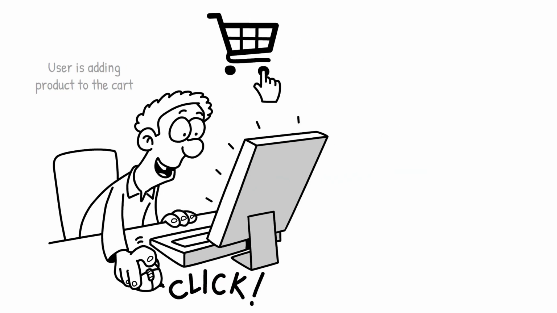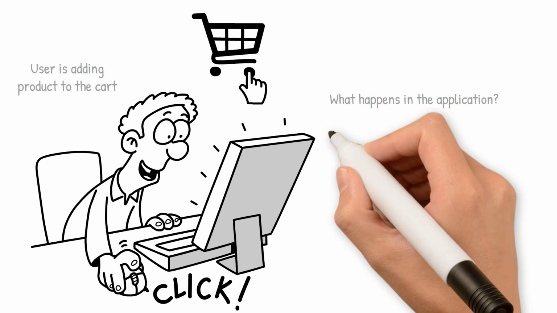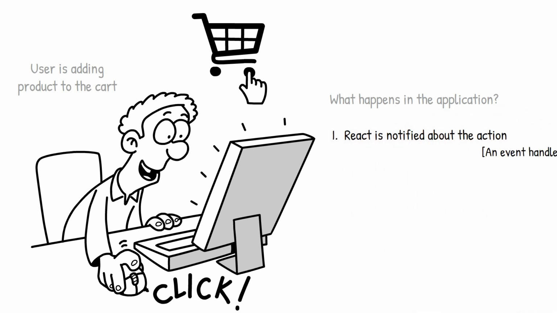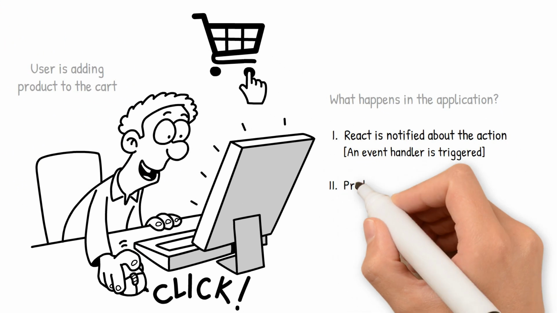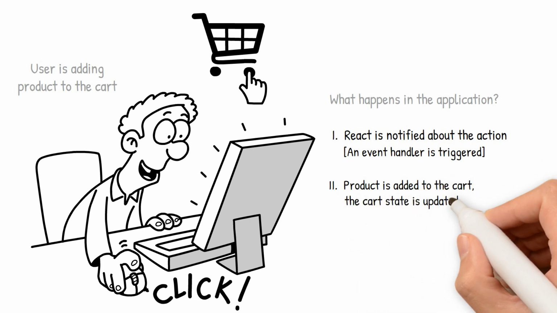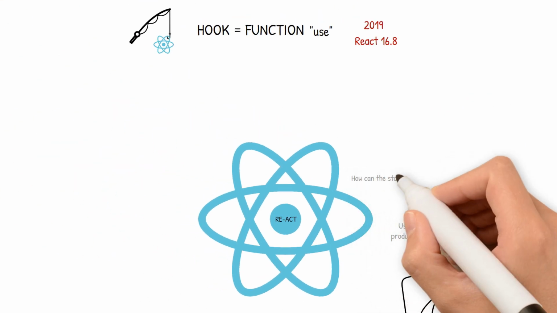Let's consider a web application where a user adds a product to the cart. There are several things which need to be done in the application. First, React needs to be notified that something happened. This way, it can react. Second, the product needs to be added to the cart. The cart must be updated and saved. Of course, there are several ways to achieve this.